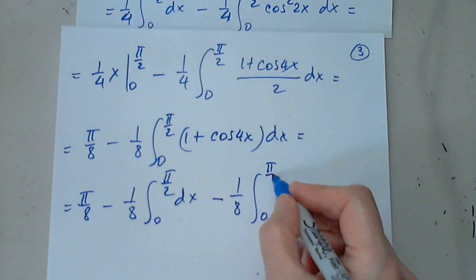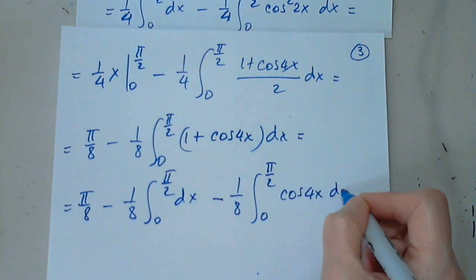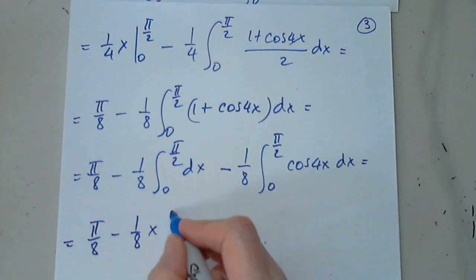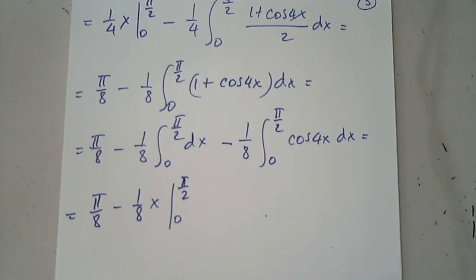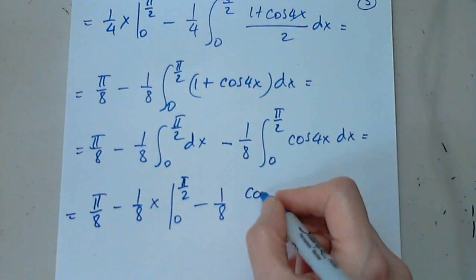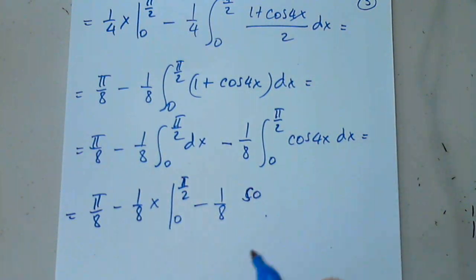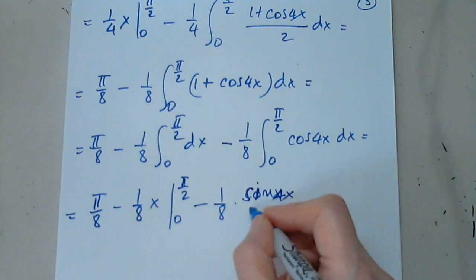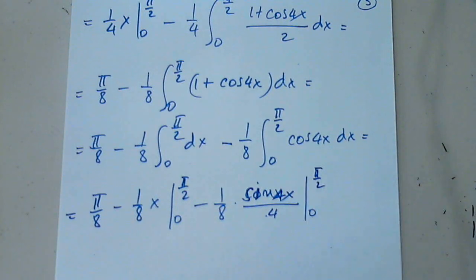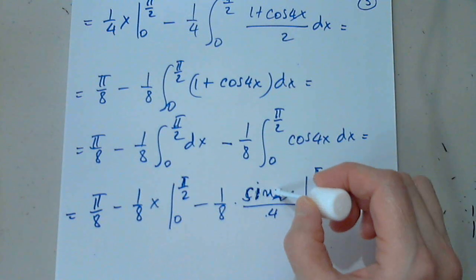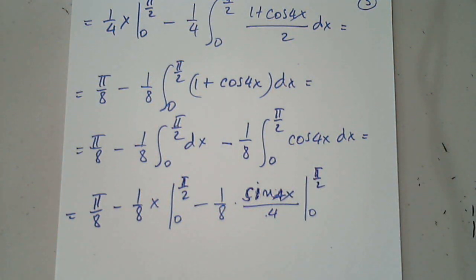minus 1 over 8 times the integral from 0 to pi over 2 of cosine 4x dx. Finally, pi over 8, again, minus 1 over 8 x from 0 to pi over 2. And here I have negative 1 over 8. Sorry, I meant to write sine. Okay, I'll correct it: sine 4x, of course, divided by 4, from 0 to pi over 2. Let me correct it now so I don't forget, because I may scan it with the error in it. Okay, sine 4x over 4. Good.